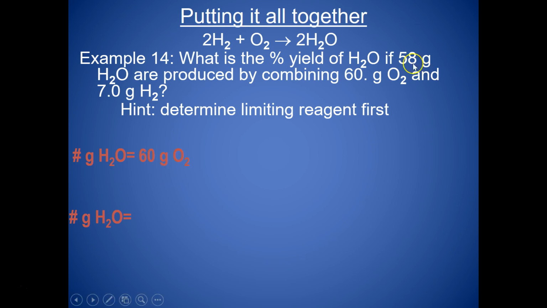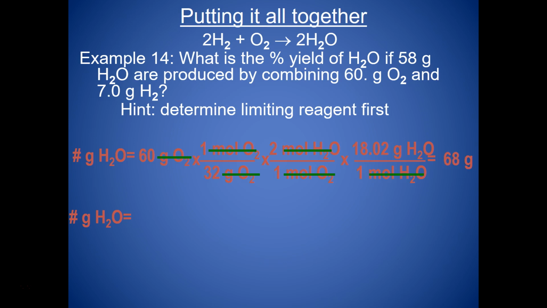So we're going to take our 60 grams of oxygen, molar mass of oxygen, canceling out our grams, getting us in moles, use the mole ratio, which we got from our chemical formula, use the molar mass of water, cancels our moles, leaving us in grams of water, which is what we wanted, for an answer of 68 grams. So if we use oxygen, we should get 68 grams of water.